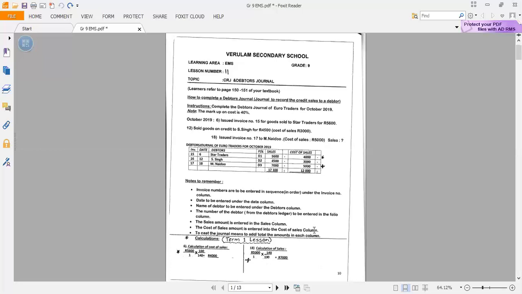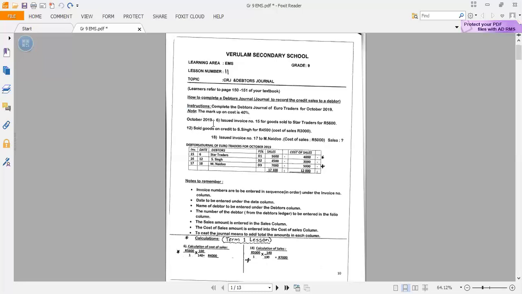We have created the cost of sales column here to remind us of the actual expense of our products before we make a sale. Then to cast the journal means to add or to total up the amounts in each column. Now let us begin. We take note again, the markup on the cost is 40%.